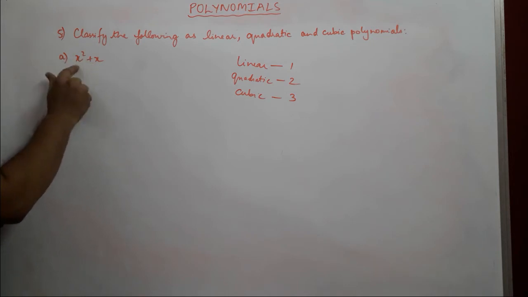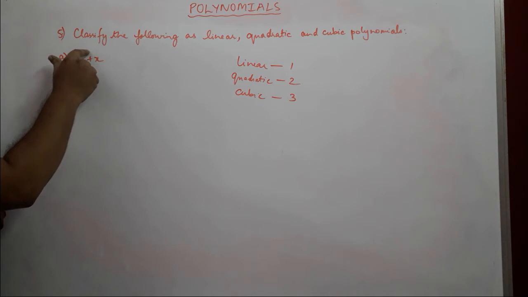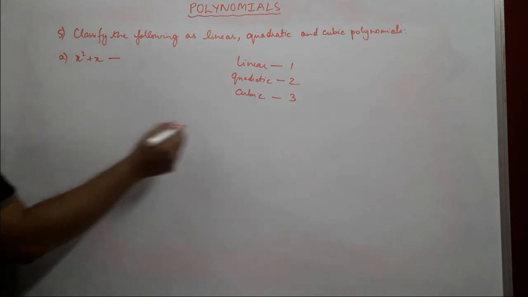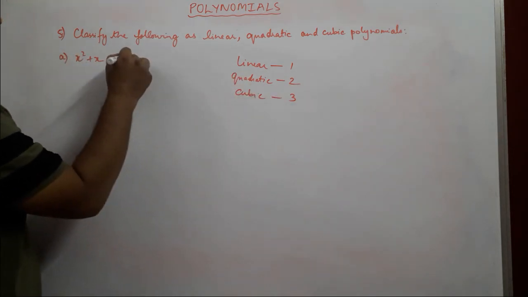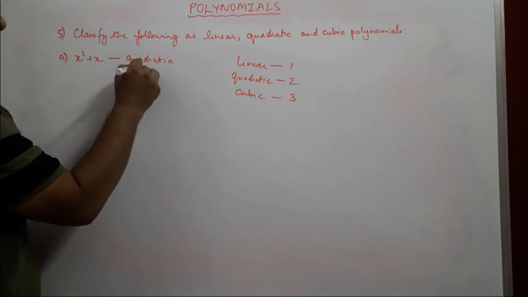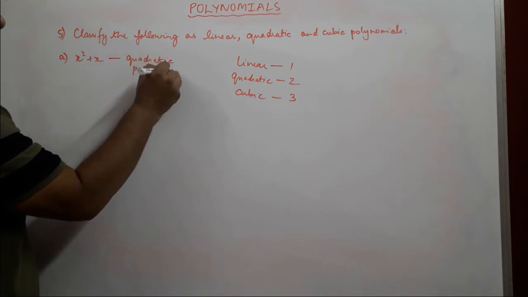So what is the highest degree in this polynomial? There are two terms, x square and x. The highest degree is 2 over here, that is of the term x square. So if the highest degree is 2, that means it becomes a quadratic polynomial. So we write this as a quadratic polynomial.